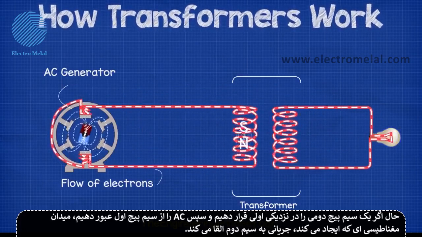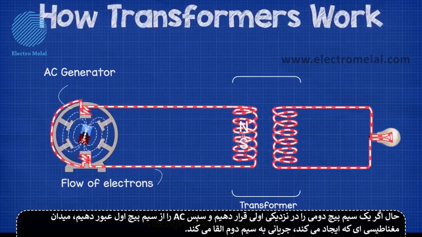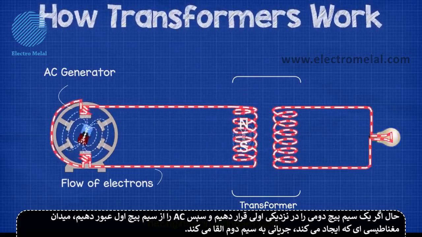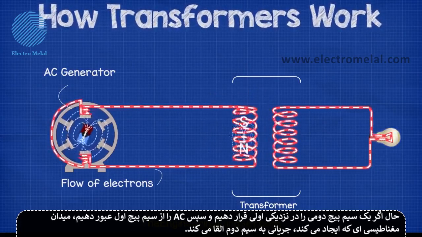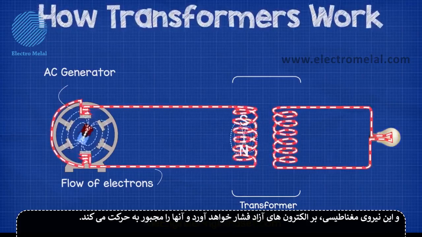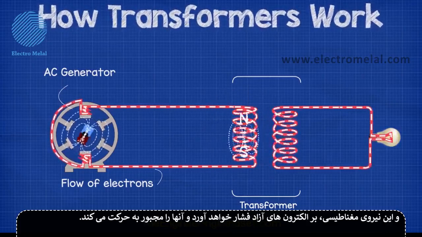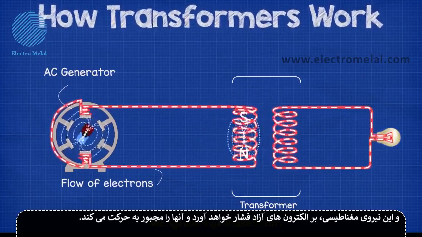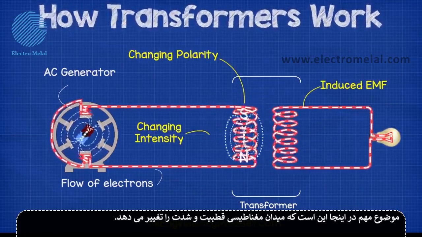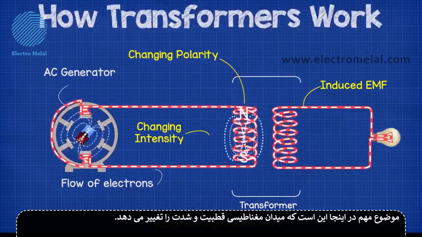If we then place a second coil in close proximity to the first coil and pass AC, alternating current, through the first coil, then the magnetic field it creates will induce a current into the second coil, and this magnetic force will push and pull on the free electrons, forcing them to move. The key component here is that the magnetic field is changing polarity as well as intensity.